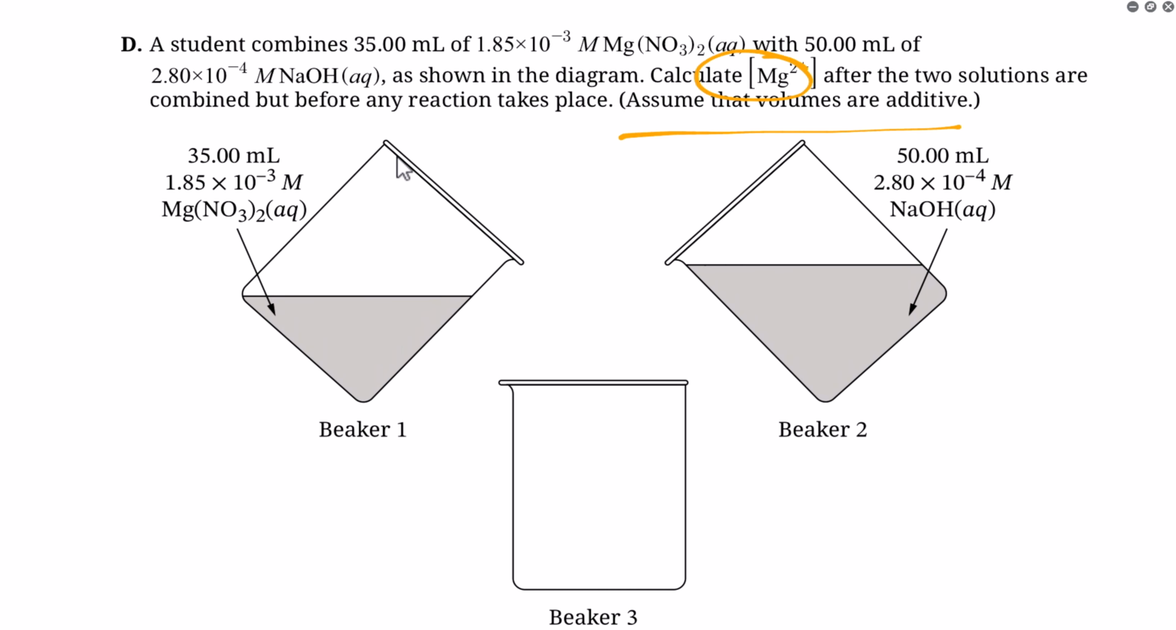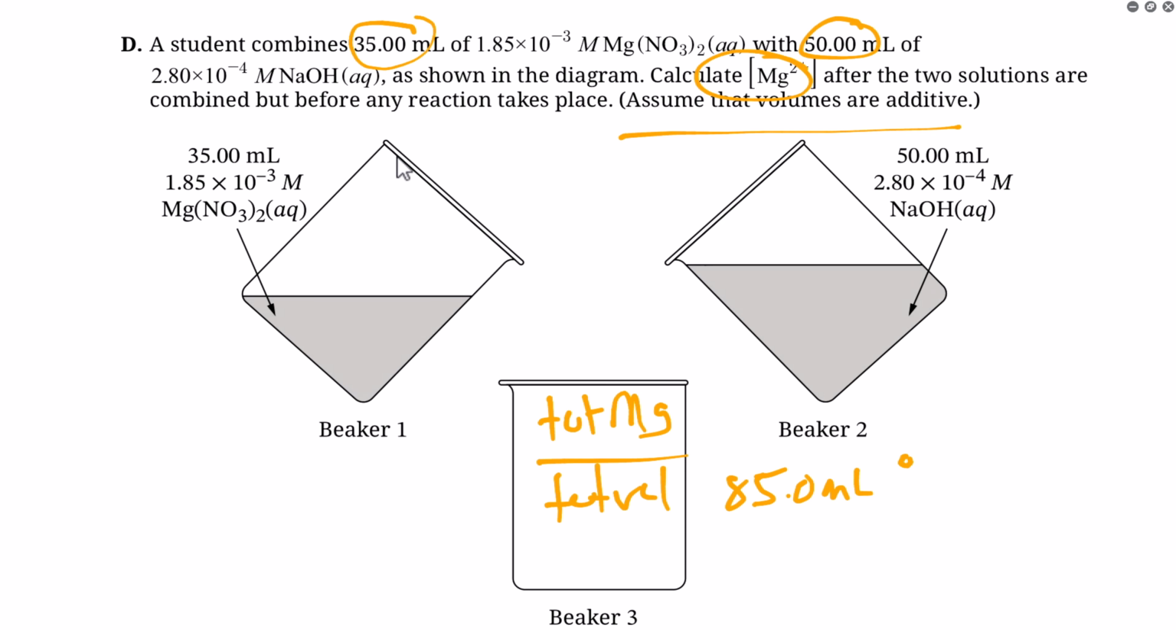So in order to actually go through and calculate the concentration of magnesium after the solutions have been combined, we need to know two pieces of information. We need to know the total number of moles of magnesium over the total volume of the solution. So if we're adding 50 milliliters of solution to 35 milliliters, we know our total volume is going to be 85.0 milliliters, or, because we're asked to calculate the concentration, 0.085 liters.